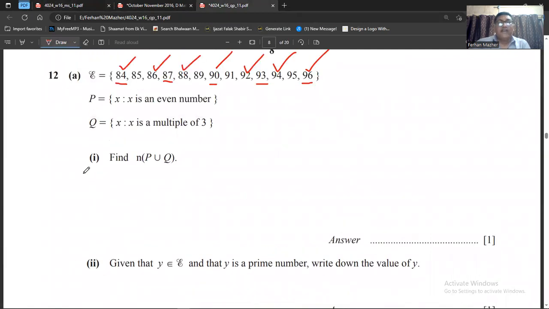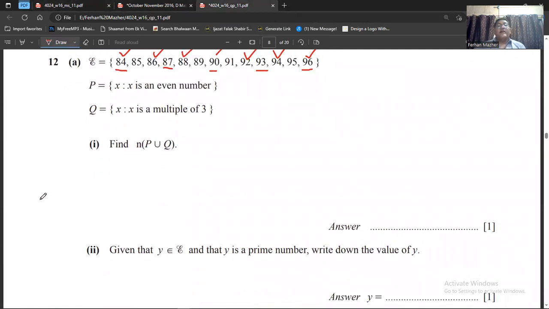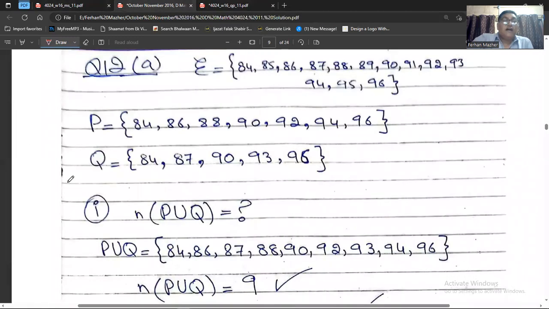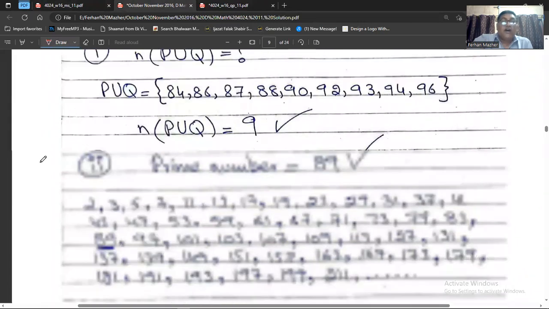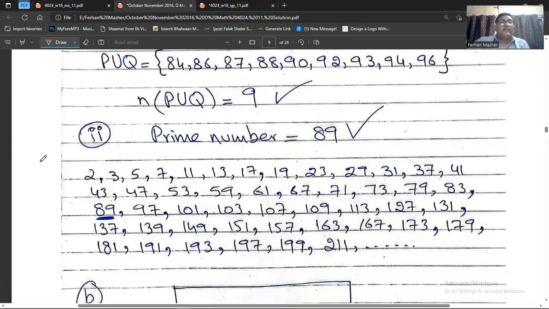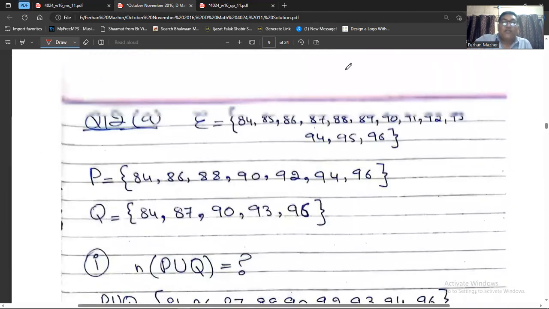Question number 12A, second part. Given that y belongs to the universal set and that y is a prime number, write down the value of y. Okay, now the problem here is that the prime number will be 89. But this is a very important fact, that the first 47 prime numbers should be at your fingertips.